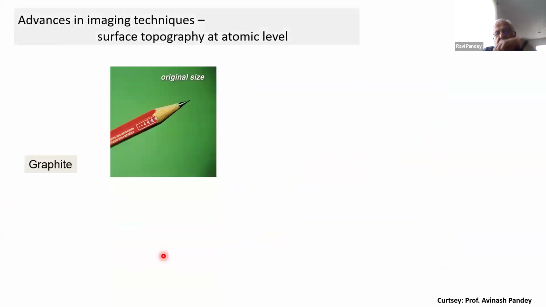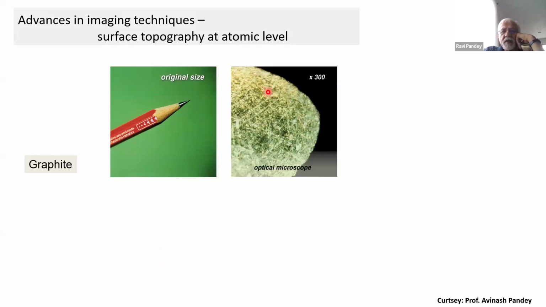I like this slide, which is given by Professor Pandey from Delhi. Then what we have is a graphite pencil. And you can see that the tip of the pencil is the original size. As you zoom in about 300 times using an optical microscope, you can begin to see the surface, the tip of this pencil.